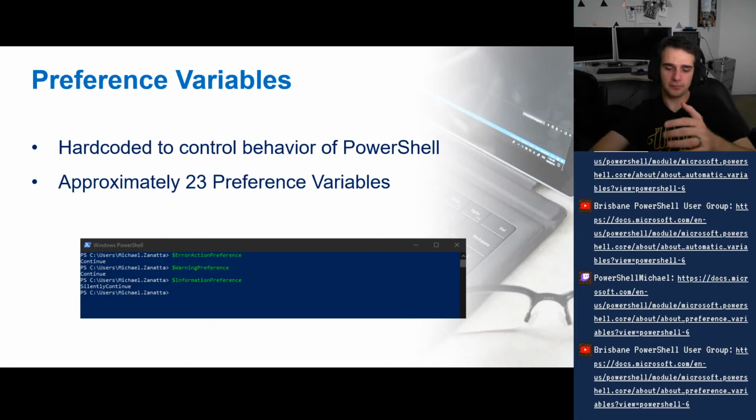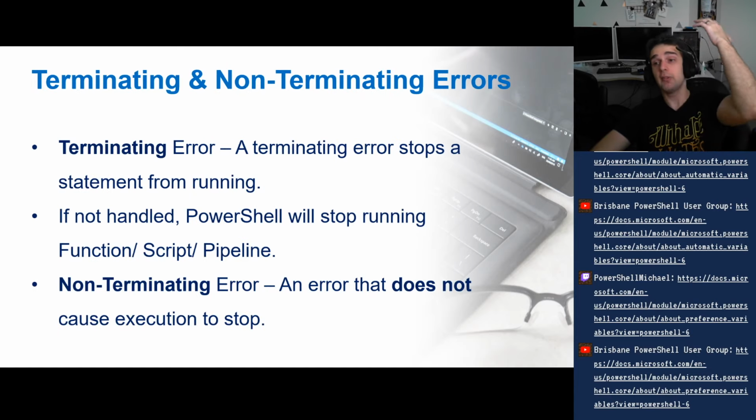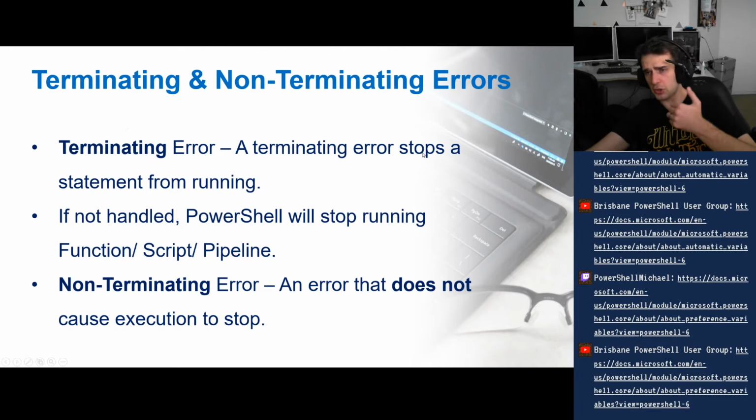Leading into that, terminating and non-terminating errors. A terminating error stops the statement from running. Essentially, that will get passed up to the parent until it's handled. If it's not handled, PowerShell will stop the script, the function, the pipeline. Non-terminating errors won't do that. A non-terminating error will throw the error, but it'll still carry on.